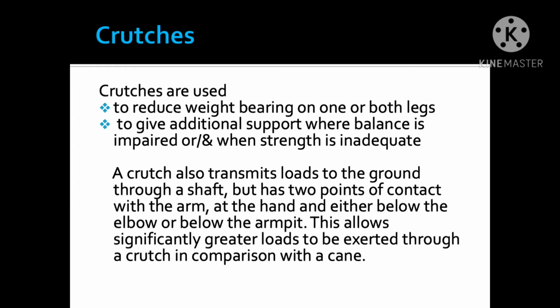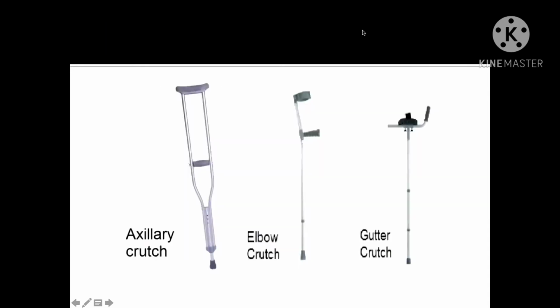This allows significantly greater loads to be exerted through a crutch in comparison with a cane. So why is a crutch better than a cane? Because it allows greater loads to be exerted through a crutch in comparison with the cane. Okay, so the crutch is going to be taking more weight than the cane. So when there is more instability, there is excessive disability, a crutch is always a better option than a cane to be used.